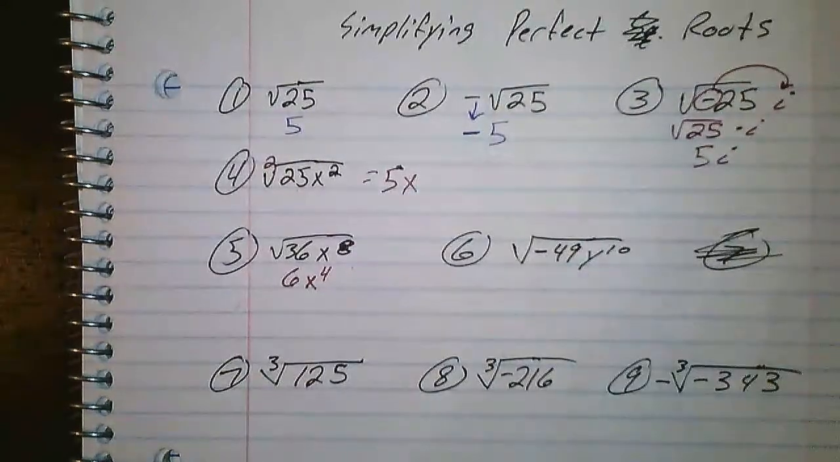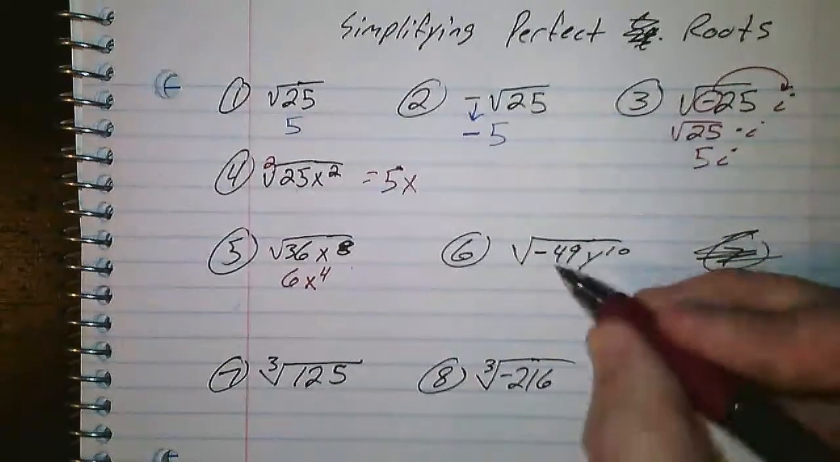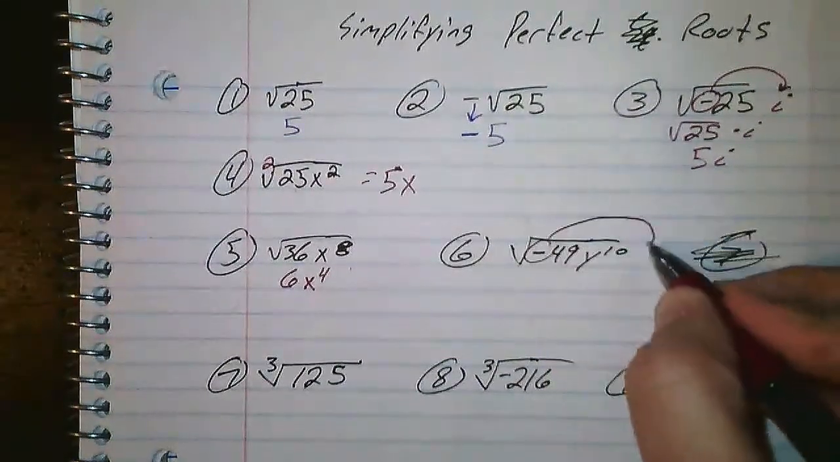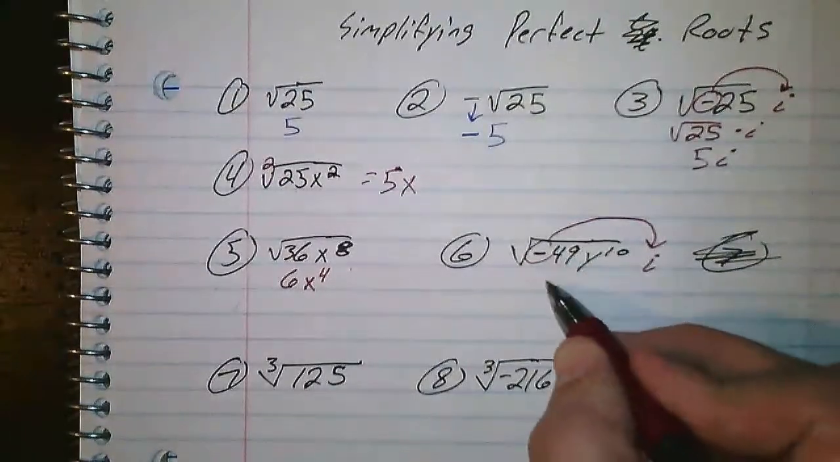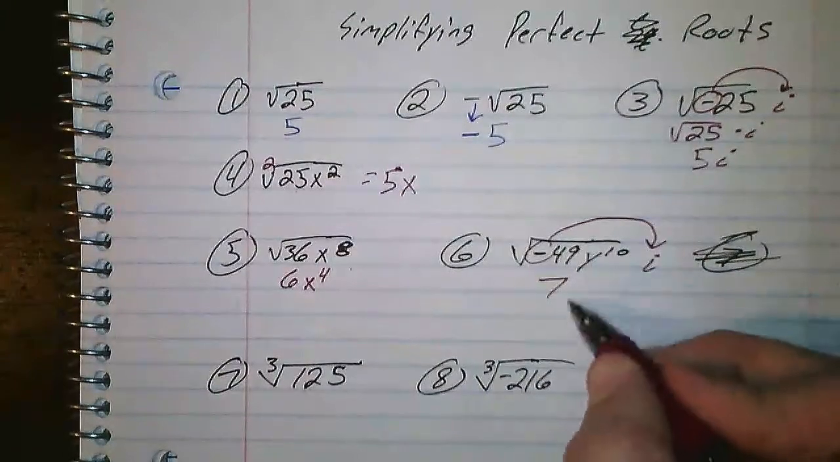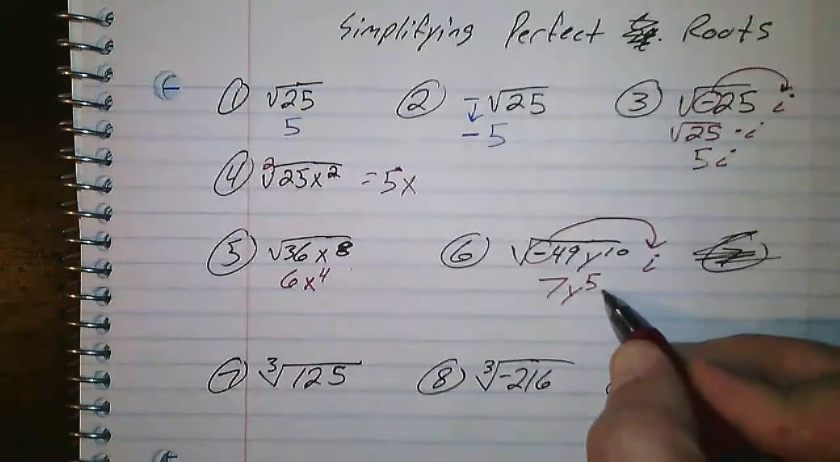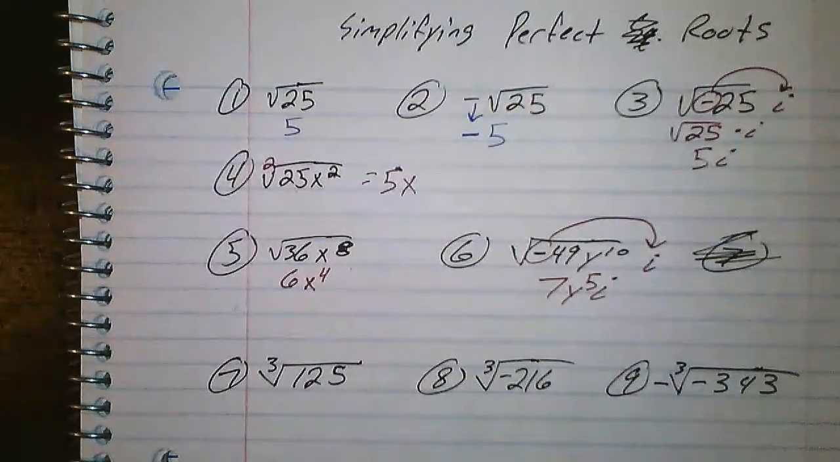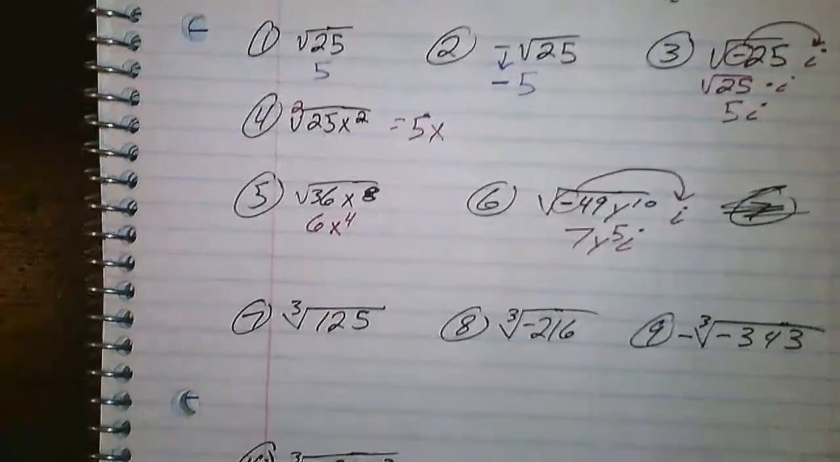Another one like this. Here we have the square root of negative 49y to the 10th. We cannot take the square root of a negative, so that moves out as I. And then we can take the square root of 49, which is 7, the square root of y to the 10th, divide 10 by 2 to get y to the 5th, and then we have I out there. So that's our square roots, perfect square roots.